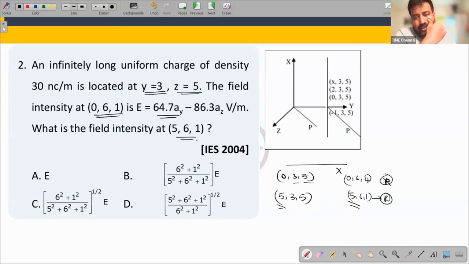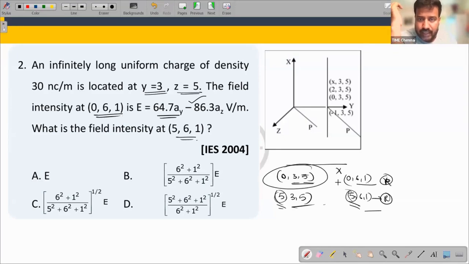This is x1, y1, z1, x2, y2, z2. If you do this, this is 5 minus 5, 0. So all the coordinates are the same, so you'll get the same answer. Whatever E you have, the same E you will get. You need not solve. You should not solve actually. It's not that you need not solve, you should not solve. If you sit solving this, it will take time. But if you understand the concept, the logic is very simple.